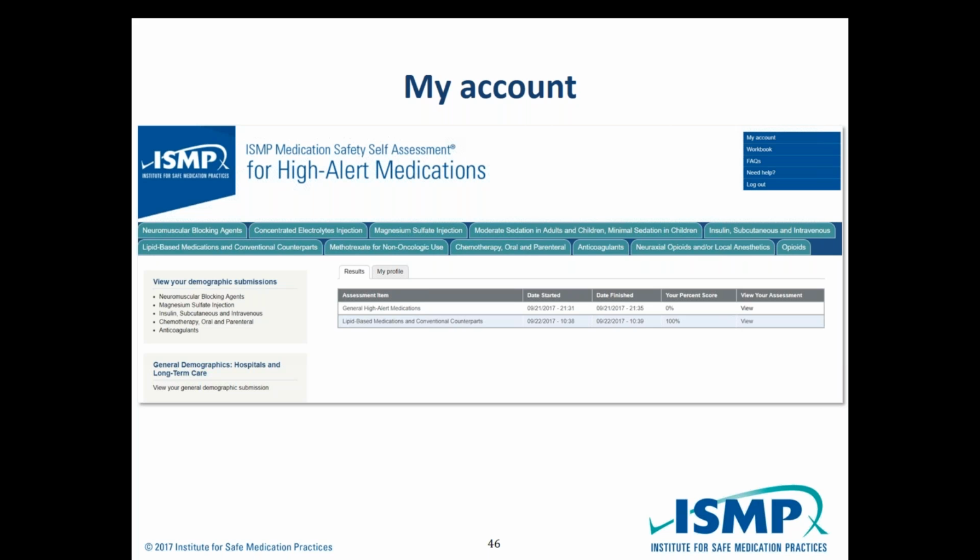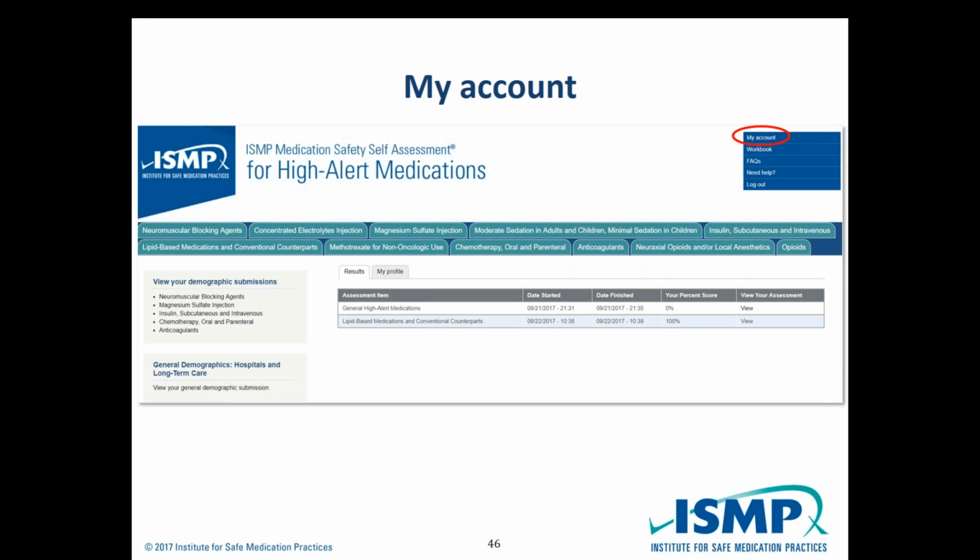At any point after you have submitted the general self-assessment items, you can view and print your submitted information and results by going to My Account in the top right corner. You will be able to see the assessments that you have completed. In this case, only the general assessment items and the items for the lipid-based and conventional counterparts section have been submitted.